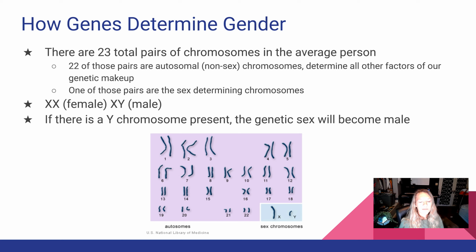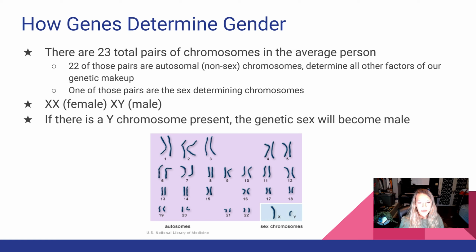There are 23 total pairs of chromosomes in the average person. 22 of those pairs are autosomal, meaning they are non-sex chromosomes. These determine all other factors of our genetic makeup except for our sex. One of these pairs, the last pair, is the sex determining chromosome.